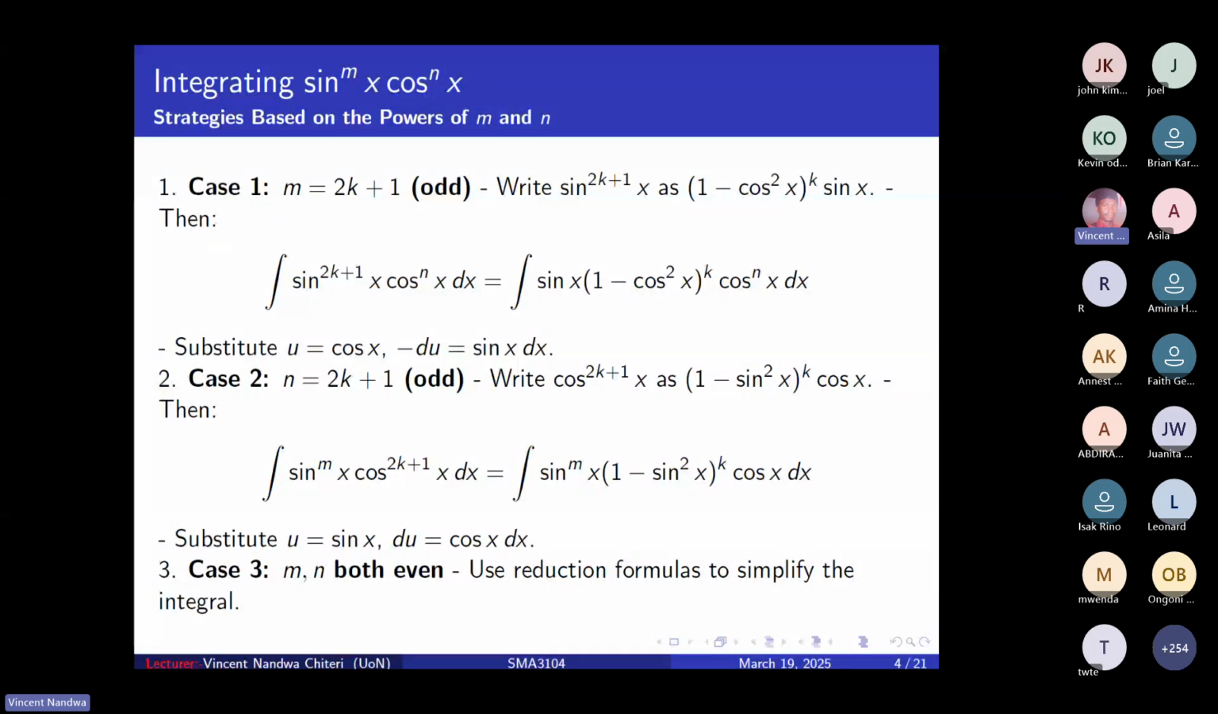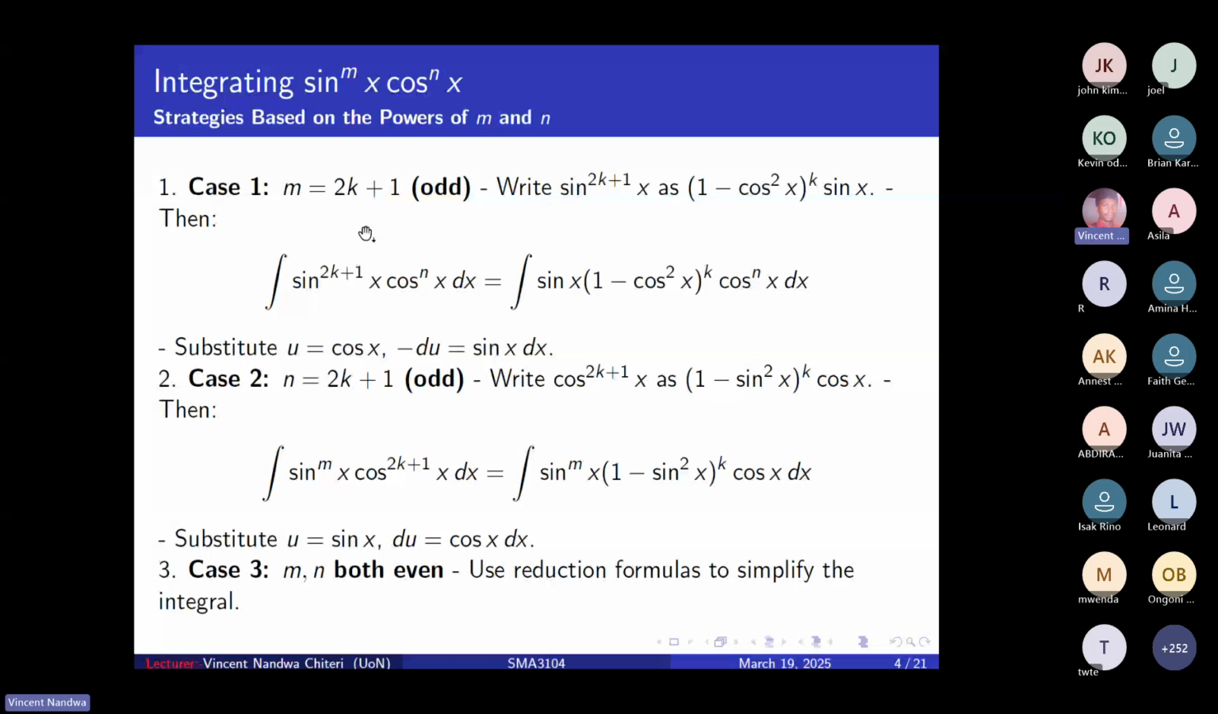So when both m and n are odd numbers, then you can pick either case 1 or case 2. So there's no problem there when both of them are odd. When only one of them is odd, if m is odd, then you pick case 1. If n is odd, then you pick case 2. But if both of them are odd, then you are free to pick either case 1 or case 2 to do the transformation. At the end of the day, you'll get the same answer.